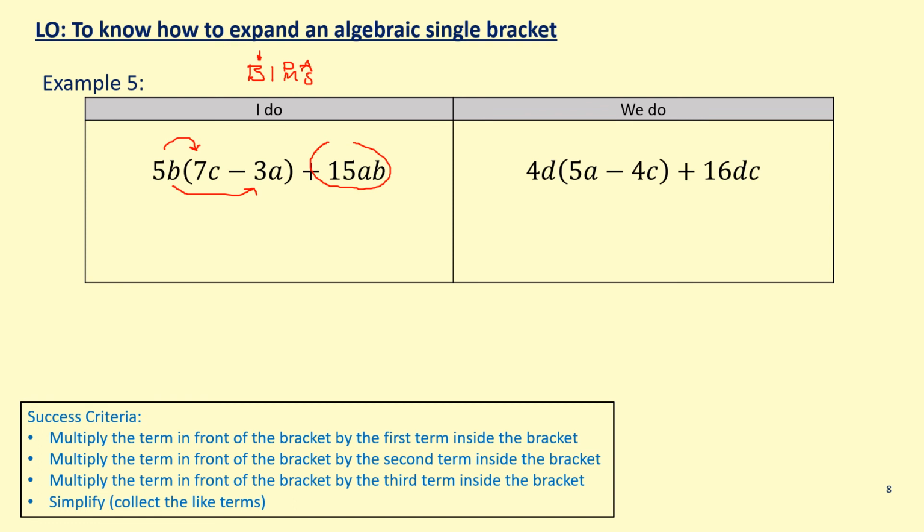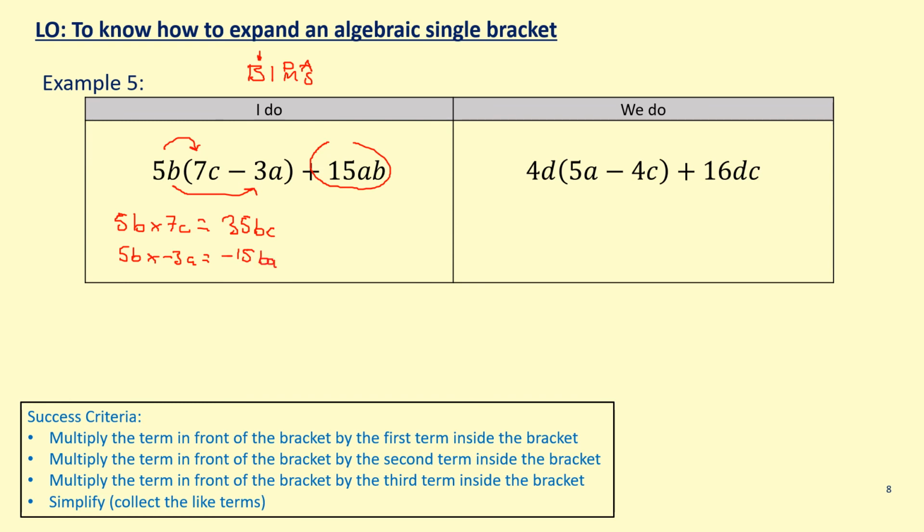operations. So first step, 5b times 7c. So you get 5 times 7 is of course 35 bc, and then 5b times minus 3a. So 5b times minus 3a. 5 times 3 is 15. A positive times a negative is negative, and then ba.